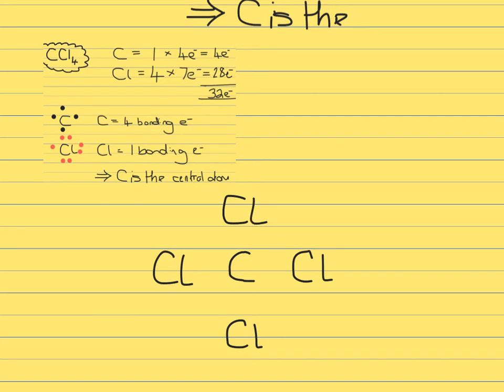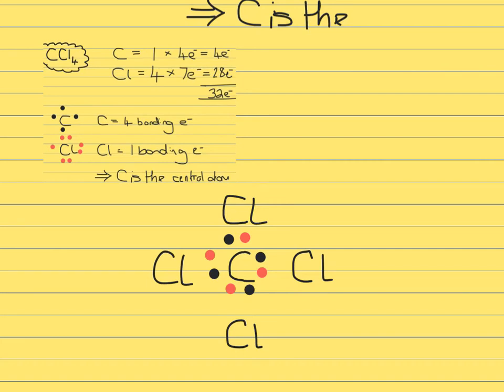So we'll continue with our black dots for carbon. We've got 1, 2, 3, and 4 for carbon. We'll use our red dots for chlorine, and each pair of electrons here represents a single covalent bond between carbon and chlorine. Next up, we need to put in those lone pairs of electrons on each chlorine.